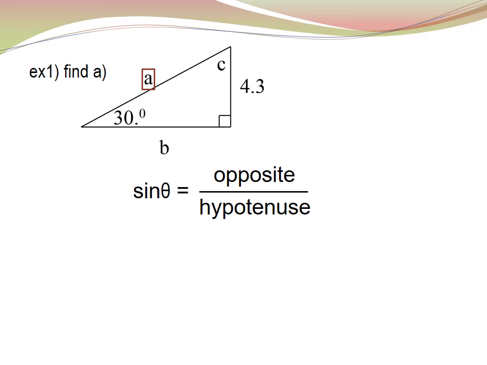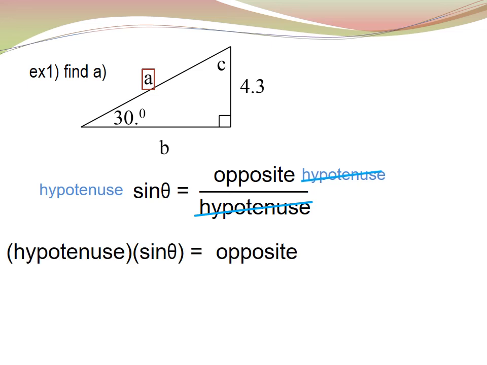Hypotenuse has two problems. It's not by itself, and it's also in the denominator. It's on the bottom, and I don't want it to be on the bottom. I want it to be in the numerator or the top. So the first thing I'm going to do is fix the fact that it is in the denominator by multiplying both sides by hypotenuse. Now hypotenuse and hypotenuse will factor out, and I'll rewrite the equation as hypotenuse times sine theta equals opposite.